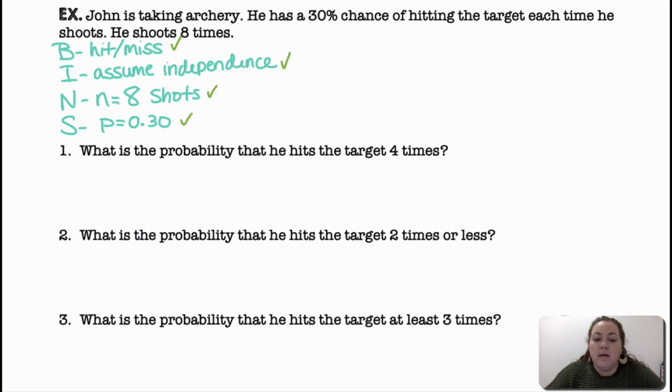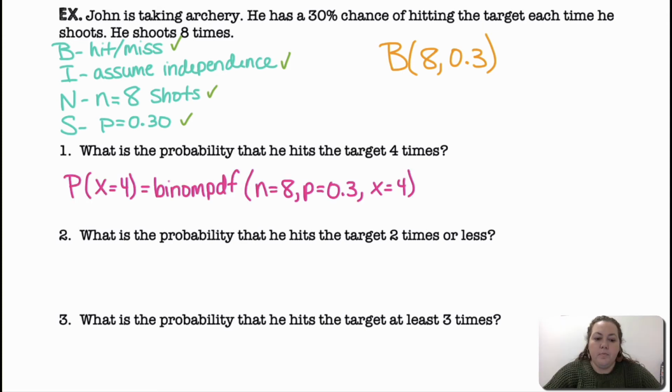What is the probability that he hits the target 4 times? So this is binomial again. So this would be a PDF because it's probability X equals. All right, so binomial PDF, N is 8, P is 0.3, and X is 4. We get 0.1361.